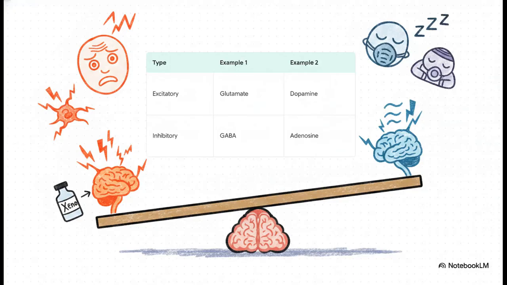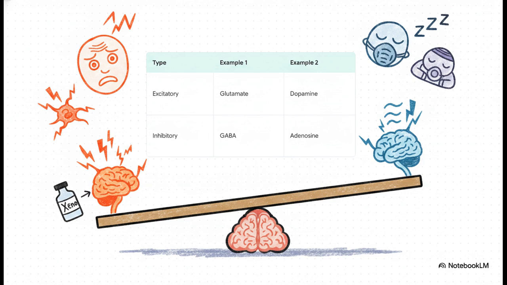If you really want to understand the brain's baseline homeostasis, you just have to look at this giant physiological seesaw. On one side, we have our excitatory neurotransmitters, primarily glutamate, which is the main excitatory driver in the central nervous system. And then on the other side, we have our inhibitory neurotransmitters, like GABA and adenosine, which work to lessen oxygen requirements and sort of hyperpolarize the neurons, keep them calm.